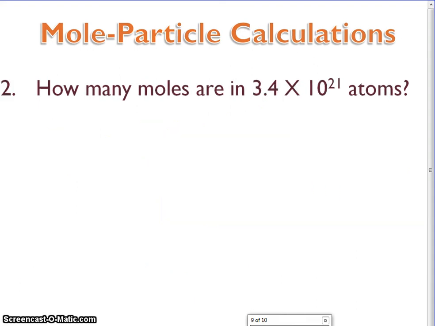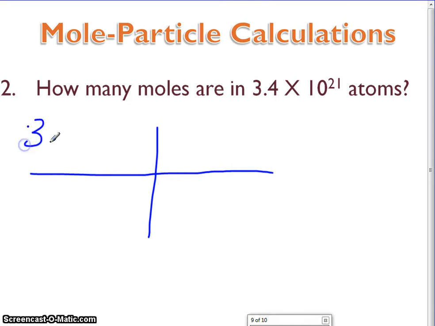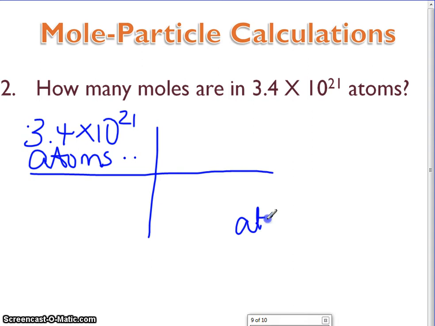If we go backwards, I have atoms and I look for moles. Again, start with your T-chart. Always start with what you're given: 3.4 times 10 to the 21st atoms. Always write your units so that you make sure that you put your conversion factor in correctly. If I have atoms here, I need to have atoms down here so that the atoms can properly cancel out. And we're looking for mole.